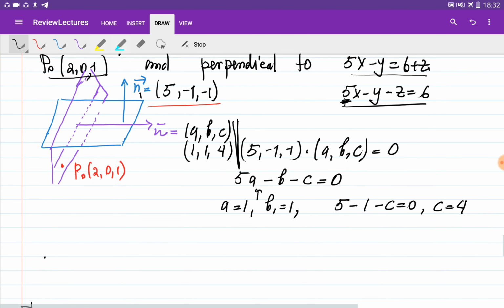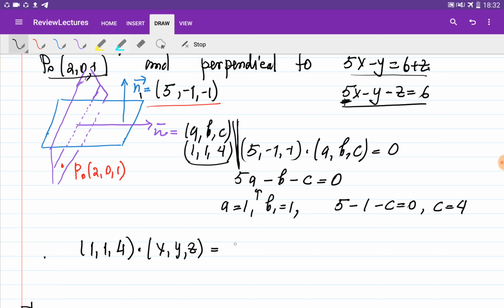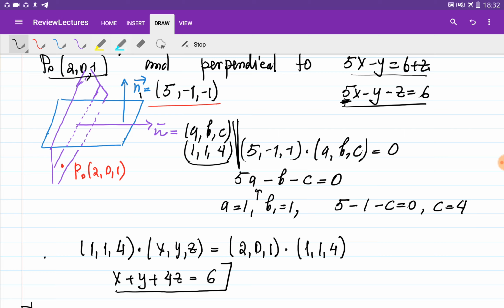So now, if we're given the normal vector and a point, we can create the equation of the plane easily, right? We need to multiply the components of the normal vector by x, y, z. This is going to be 1, 1, 4 multiplied as a dot product by x, y, and z. And on the right hand side, I need to multiply the components of the point, which is 2, 0, 1, by the components of the normal vector, which is 1, 1, and 4. If I multiply this on the left, we're going to have x plus y plus 4z. And on the right, we're going to have 2 plus 4, which is basically 6, right? So this is going to be the equation of the plane which is perpendicular to the given plane.